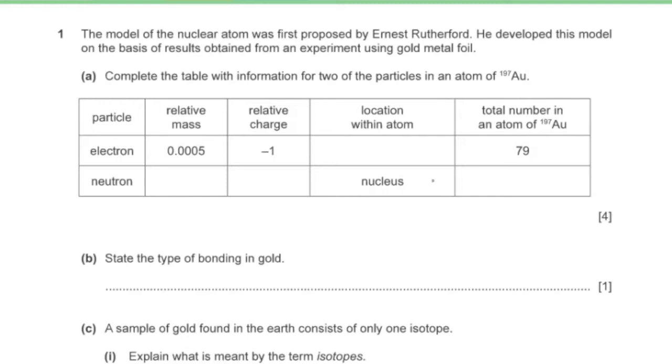So electron is located in outer shells. Neutron has a relative mass of 1 unit. It has a 0 charge. It's a neutral component of an atom. And the total number of neutrons in an atom of gold 197 is 197 minus 79, which is 118.